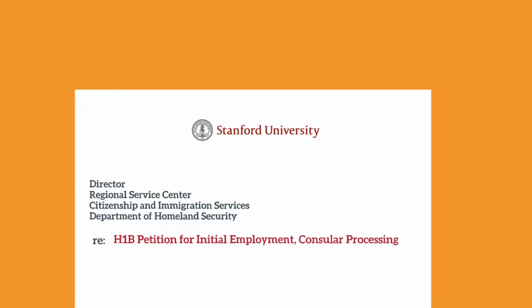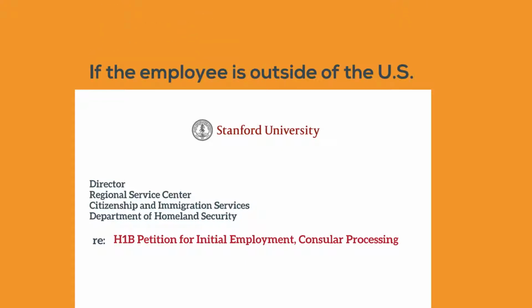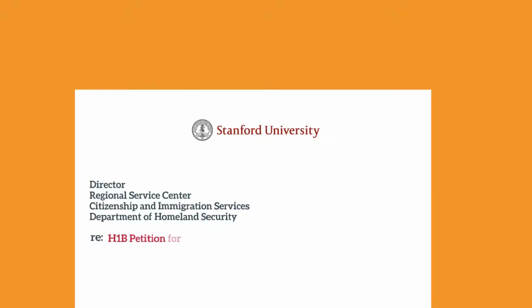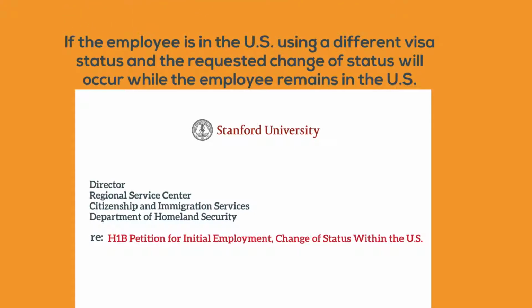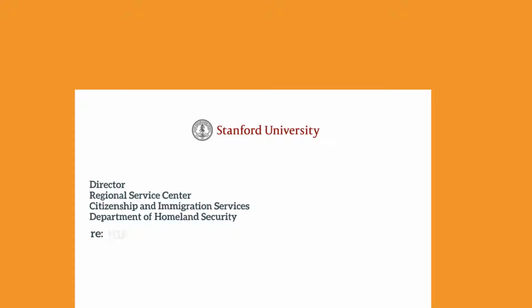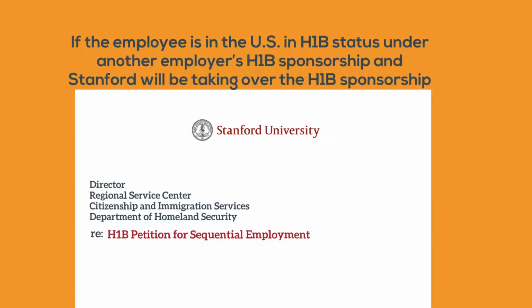H-1B petition for initial employment consular processing, if the new employee is outside of the U.S. H-1B petition for initial employment, change of status within the U.S. Use this if the employee is in the U.S. using a different visa status and the requested change of status will occur while the employee remains in the U.S. H-1B petition for sequential employment. Use this one if the employee is in the U.S. in H-1B status under another employer's H-1B sponsorship, and Stanford will be taking over the H-1B sponsorship.